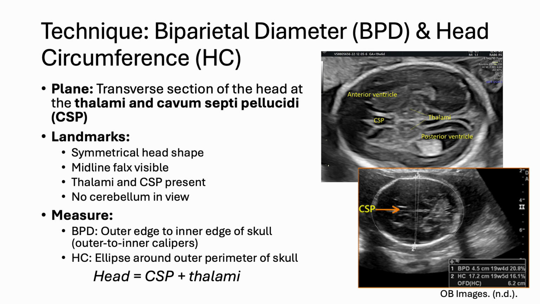So when you're doing the BPD, in most cases, you would need to check with your sono machine calibrations. You're going to do the outer edge to the inner edge of the skull. When you're doing the upper to inner calipers, so the one that's closer to the top and the one that's closer to the bottom, you're going to do the outer edge at the top and the inner edge at the bottom. And then for the head circumference, you're going to do the ellipse around the outer perimeter of the skull. Just a reminder, for the head, you want to make sure you identify the CSP and the thalami before you do the measurement.